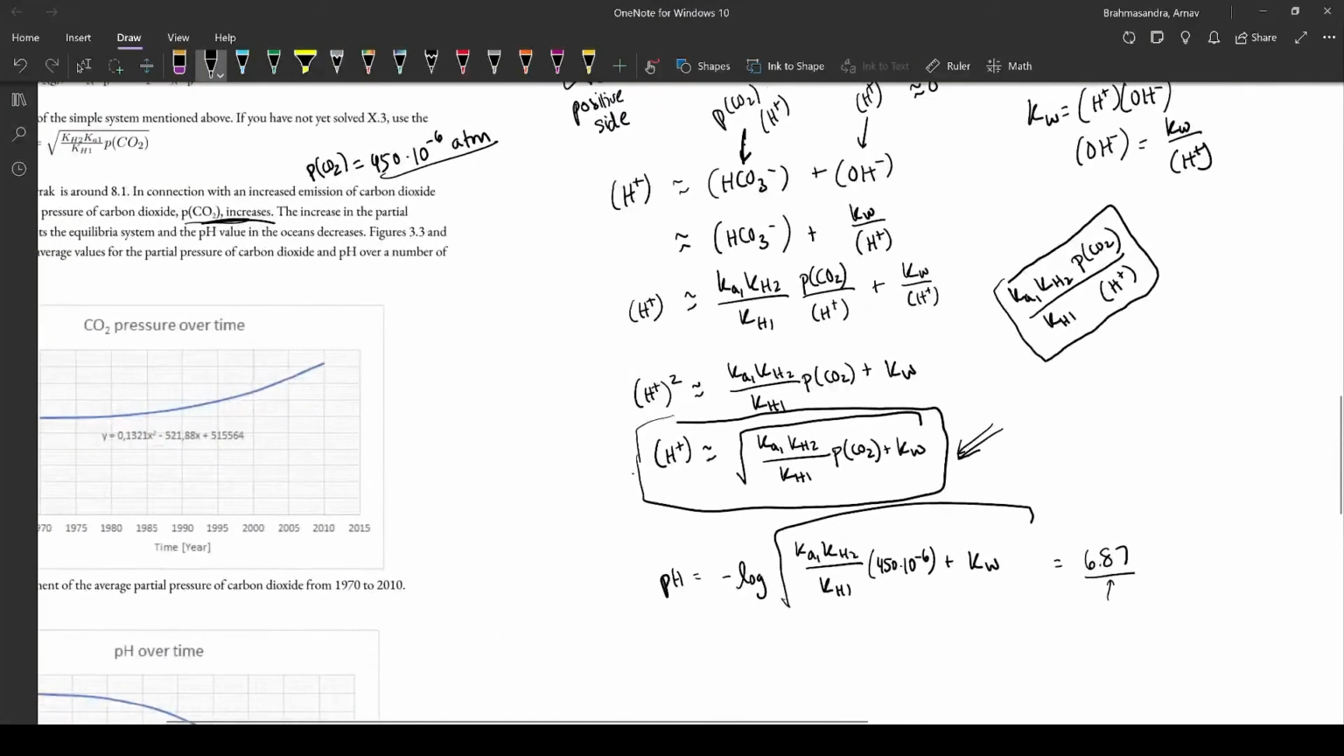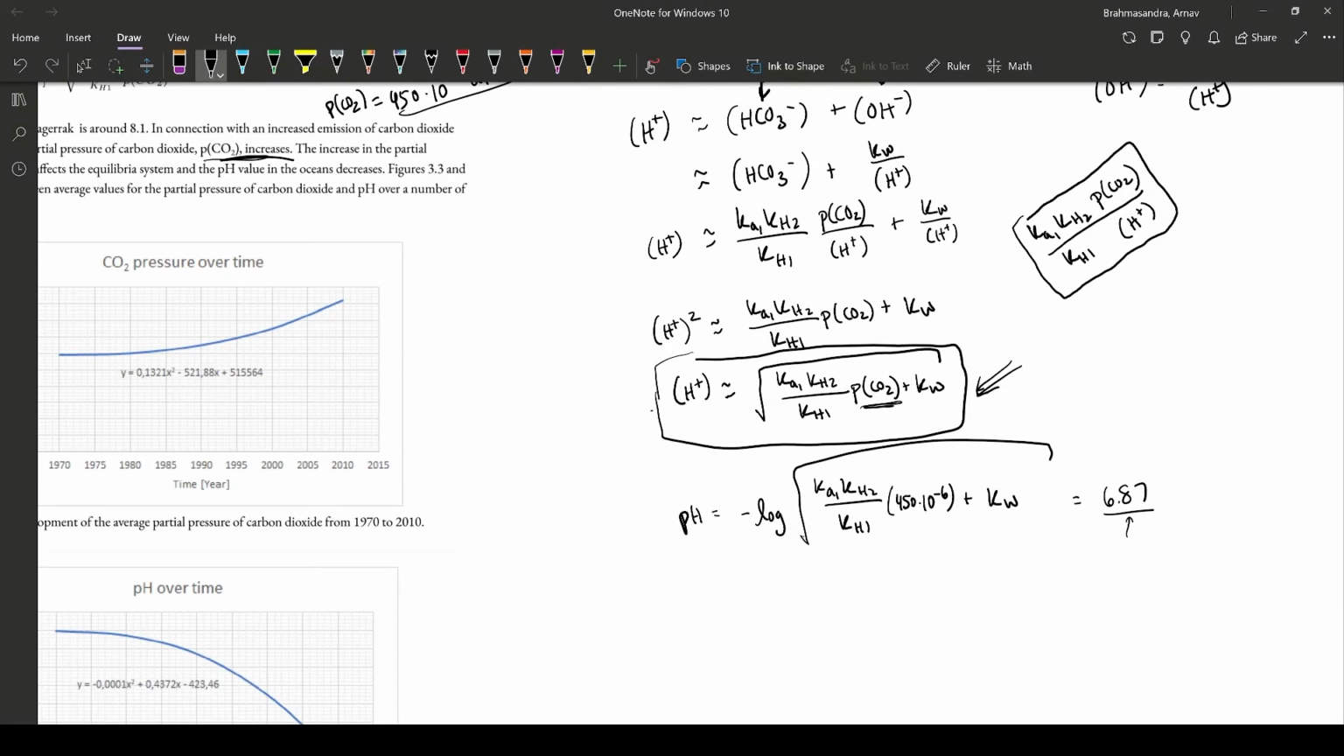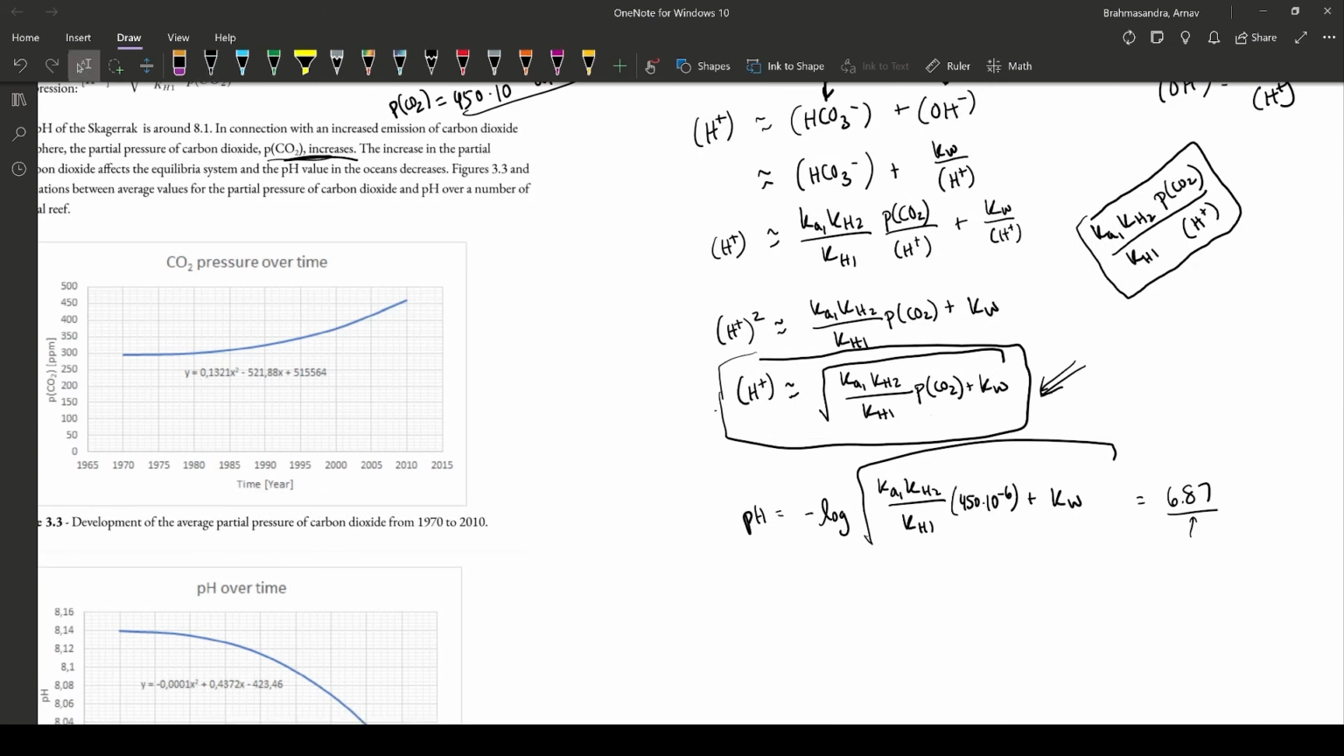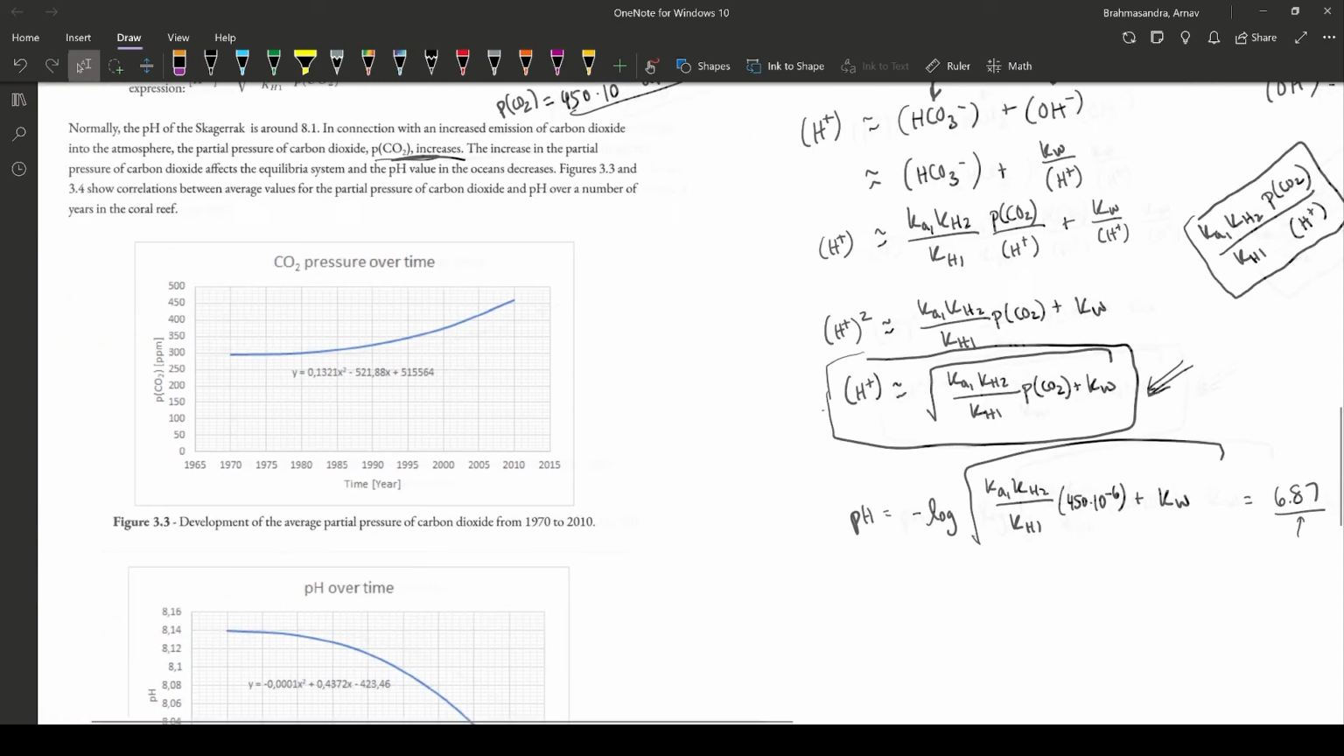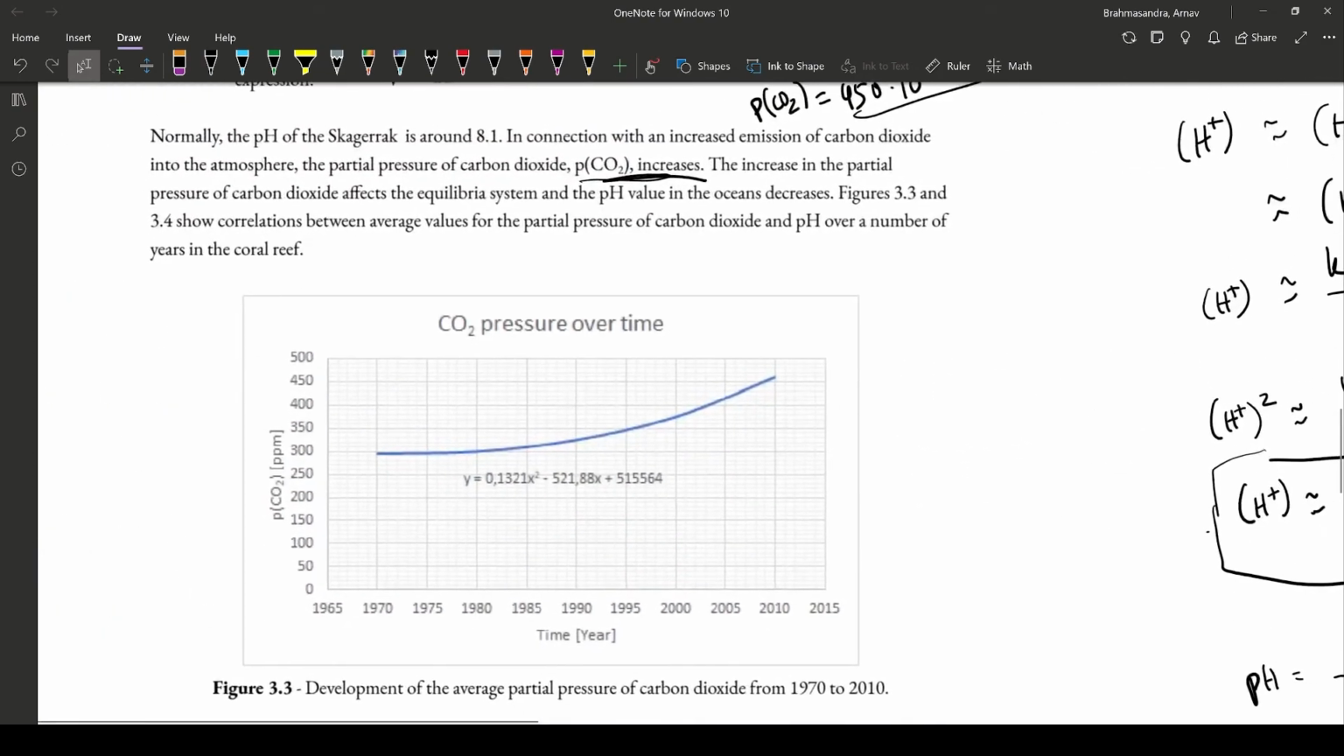And if you remember here, our H plus concentration is proportional in some way, right? As my pressure of CO2 goes up, you can see mathematically that my H plus concentration is also going to go up. That was also there intuitively, because the more CO2, the more carbonic acid. So our H plus concentration goes up when our pressure of CO2 goes up, which means that the pH is going to decrease. So we can see that the increase in the partial pressure affects the equilibria system and the pH value decreases.